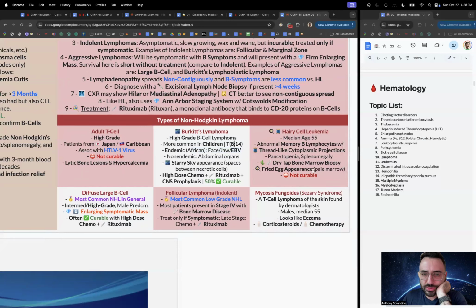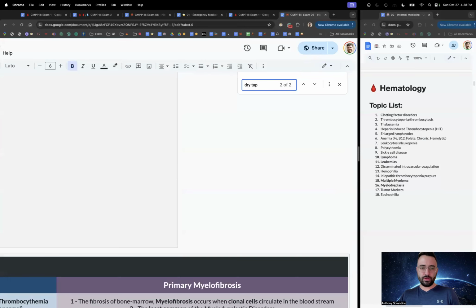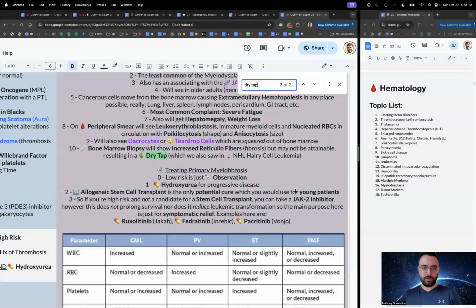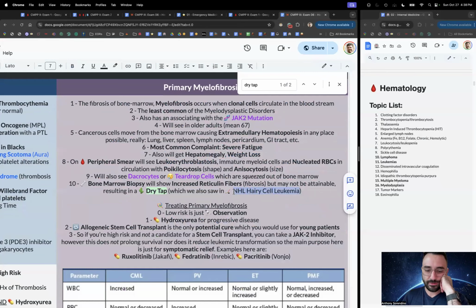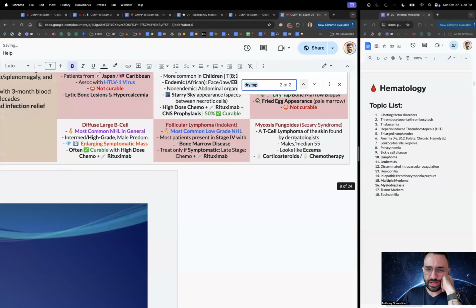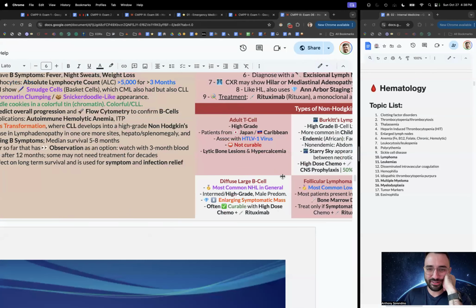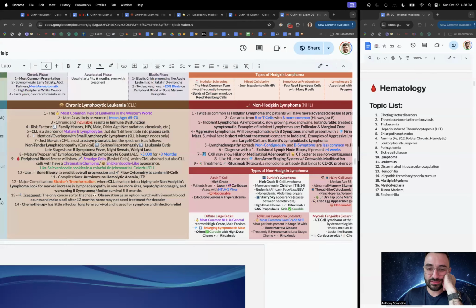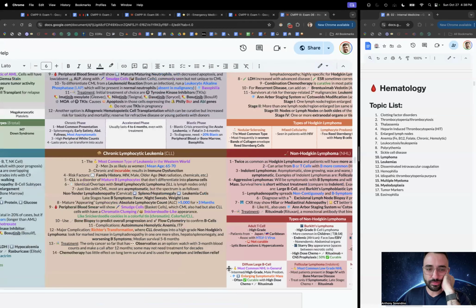Hairy cell, you get a dry tap. That comes up twice. Myelofibrosis. Okay. And then was it hairy cell? So dry tap for hairy cell, fried egg appearance. I do not miss this at all. That's the high yield stuff. Hopefully that's enough for an internal medicine question.